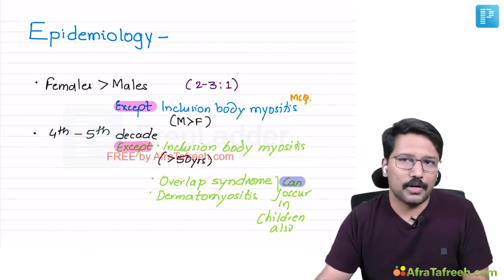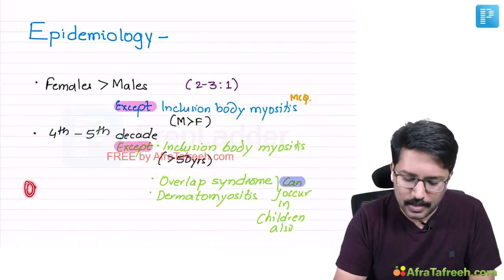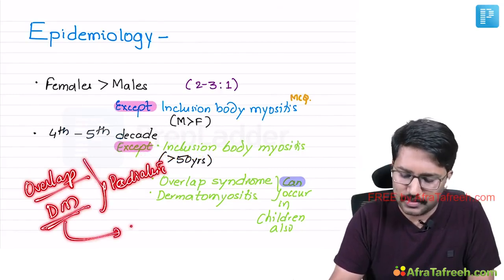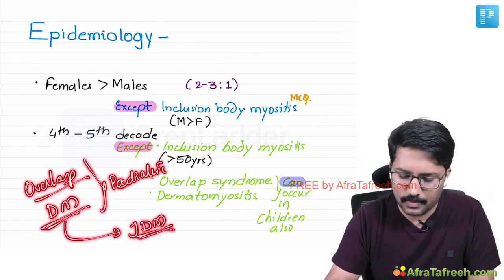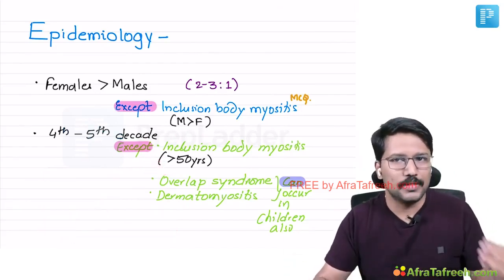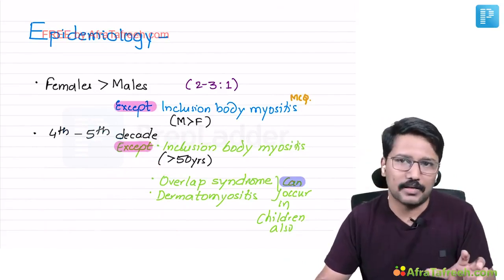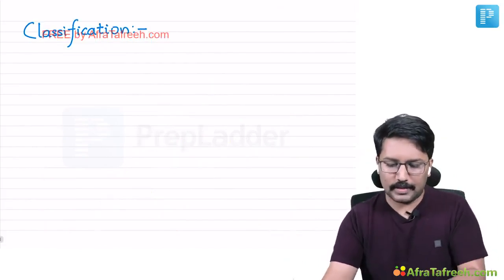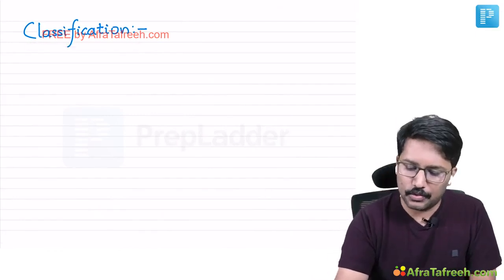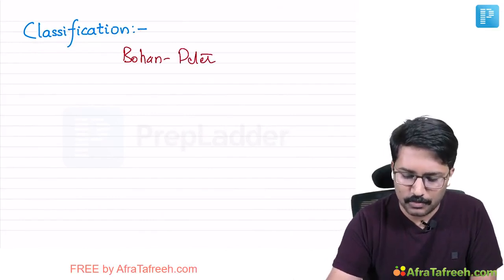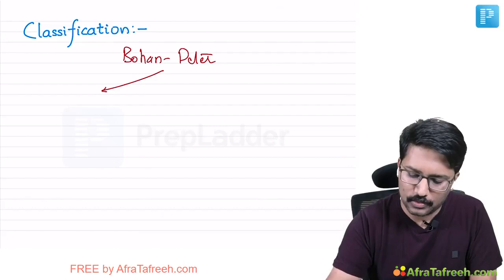Now that we're talking about age, let me also tell you that overlap syndrome and dermatomyositis are the ones which can occur in the pediatric age group. When dermatomyositis occurs in the pediatric age group, we call it juvenile dermatomyositis. Overlap can occur in any age group. Dermatomyositis occurs under 50 and in the pediatric age group also. Polymyositis is typically in adults. So with that, let us now discuss the classification. I've already told you we had the Bohan and Peter classification in the past, which is no longer followed. But for the sake of the exam, we should be aware of what those categories are.